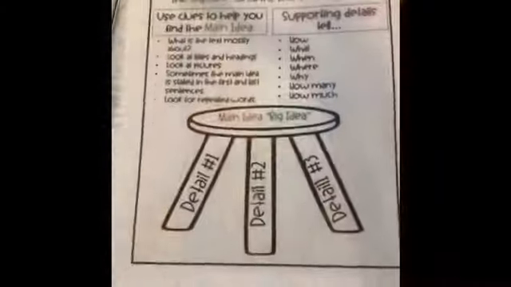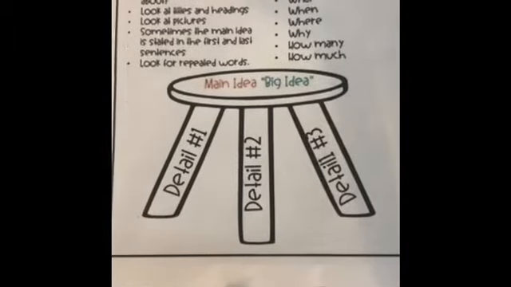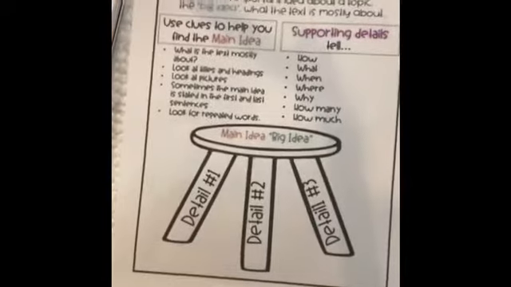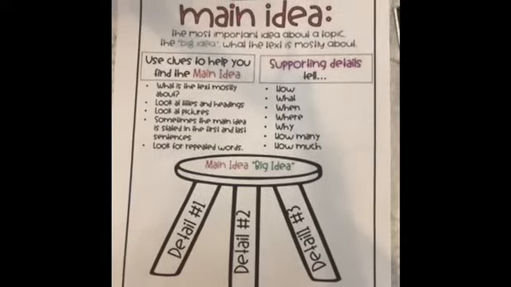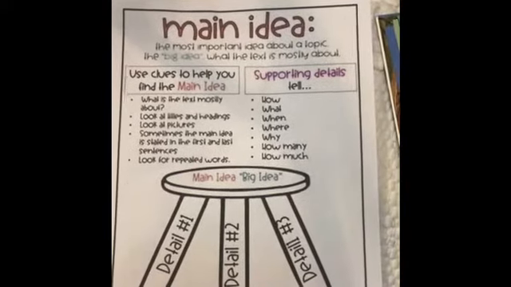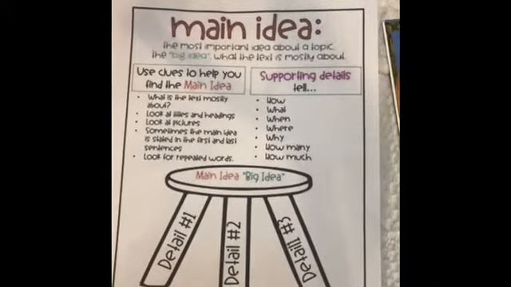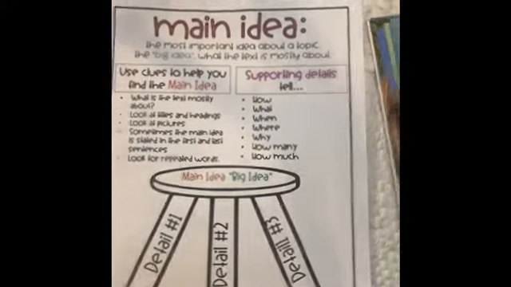Okay, 3rd graders, just to remind you, the main idea is like a stool. The main idea, another word for it is the big idea. It's the most important idea about a topic. In other words, the big idea, what the text is mostly about. In order to find the main idea, we have to find important details about the topic. So we're going to be working on that today.